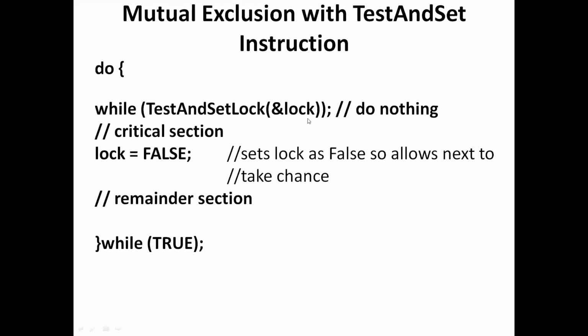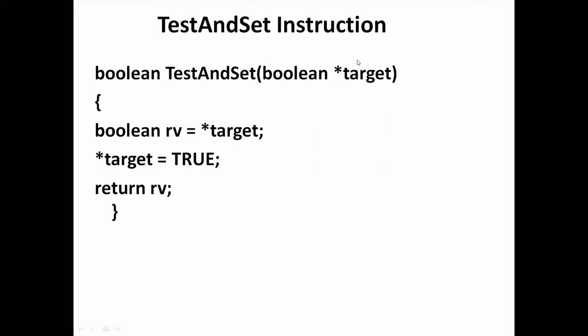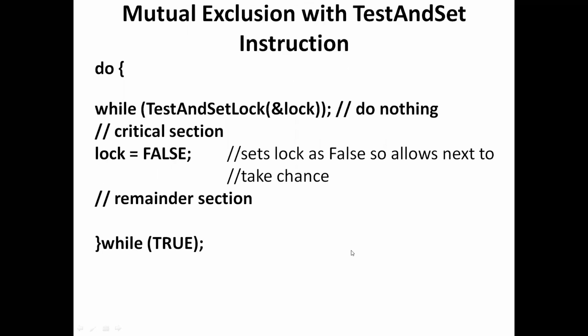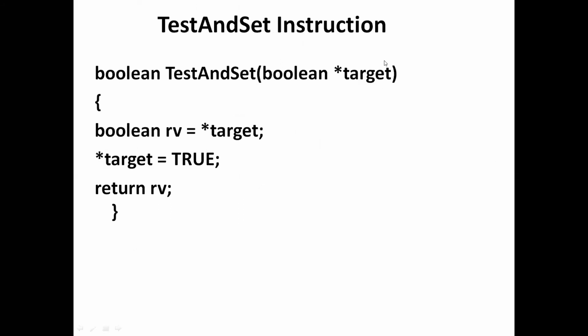Assume that lock is a variable holding the value false, stored in memory location 1000. Here we are passing 1000. In the 1000 memory location, what value is stored? The value was false. That false we are assigning to RV.